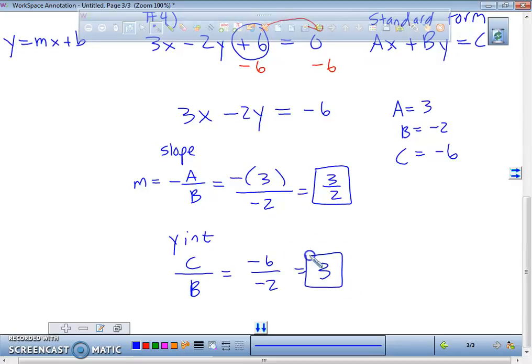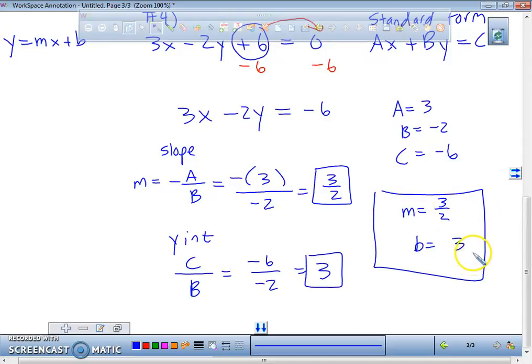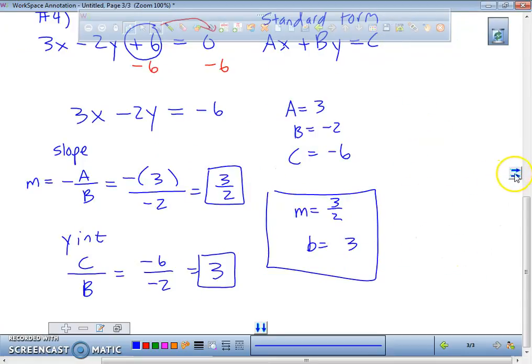3. So if I said, tell me what the slope is, what is our slope? 3 over 2. What is the y-intercept? It's at a 3. And it says state the slope and the y-intercept. This is the slope and the y-intercept.